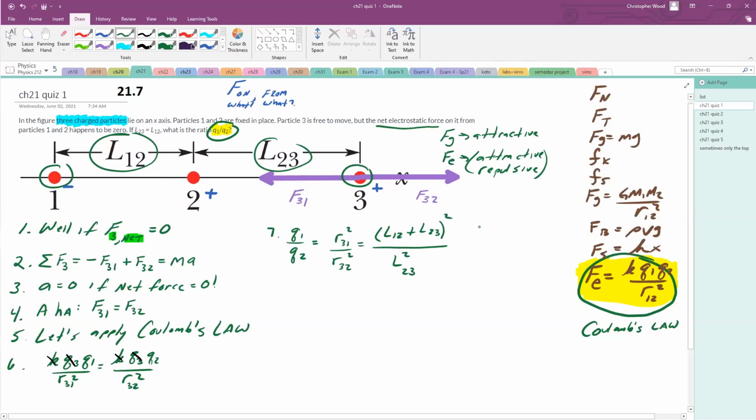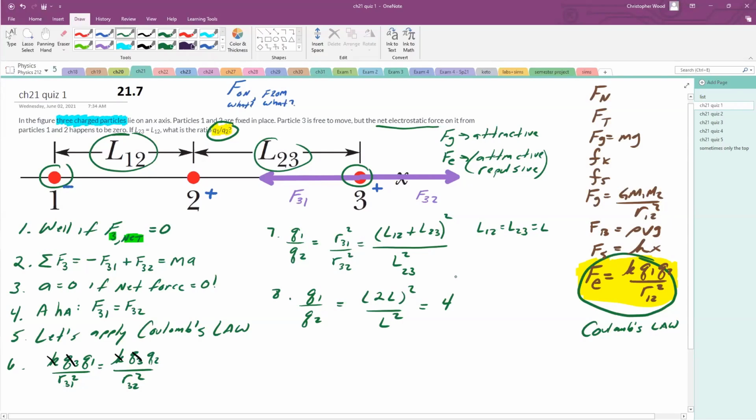But once again, we know that L12 equals L23. So this boils down to Q1 over Q2 equals, and let's just call them all L, so this would be 2L squared over L squared, equals 4. Okay. So that's the answer, but we have to be a little more careful.